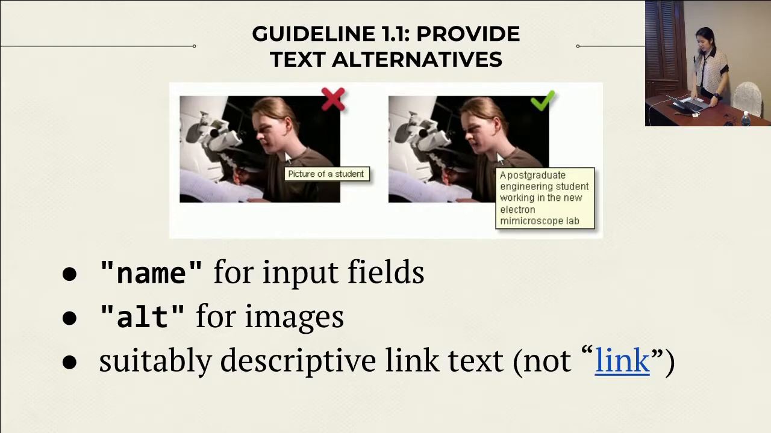So the first one, the most basic, is providing text alternatives. This is not just for images, it's also for videos, for graphs, anything that is not text. In terms of HTML, the practical meaning is that for input fields, you need to include a name. Let's say you have an input field for writing your credit card in, but if you don't put a name attribute in your HTML tag, there's no way the screen reader is going to understand what you are trying to ask the user to input here.